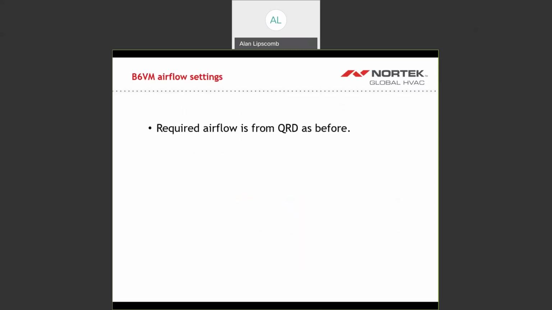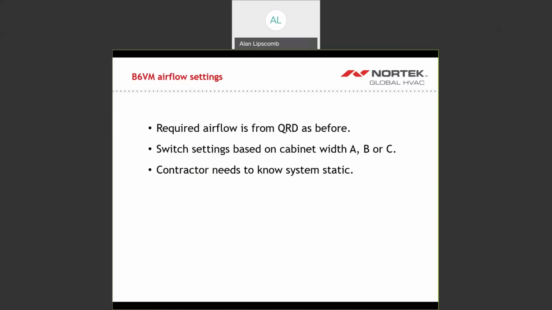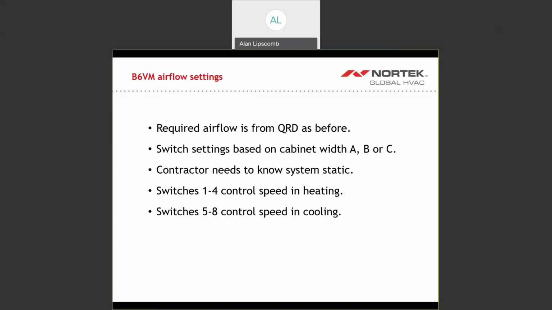Now with the B cabinet and the C cabinet, it's the same process. It looks identical. So we're going to move on to the B6VM, the variable speed motor. So again, you're going to already have to know what's the CFM based off the QRD. Again, the switch settings are going to be based off of your cabinet width, A, B, or C. Contractor needs to know the system static. Switches 1 through 4 control speed in heating, 5 through 8 in cooling. Change settings with the power disconnected or cycle the power after making changes.